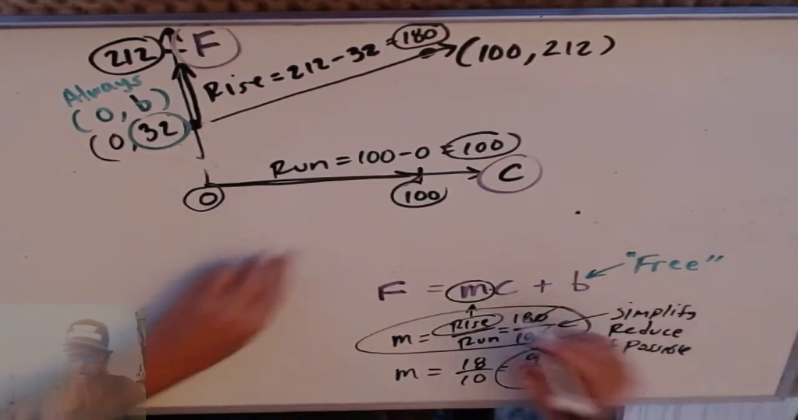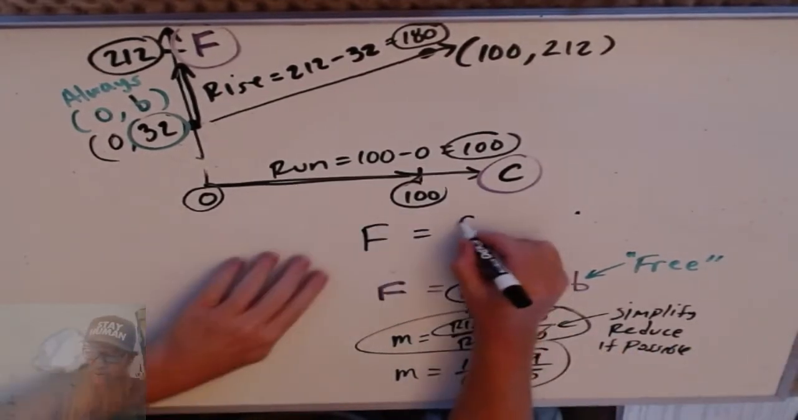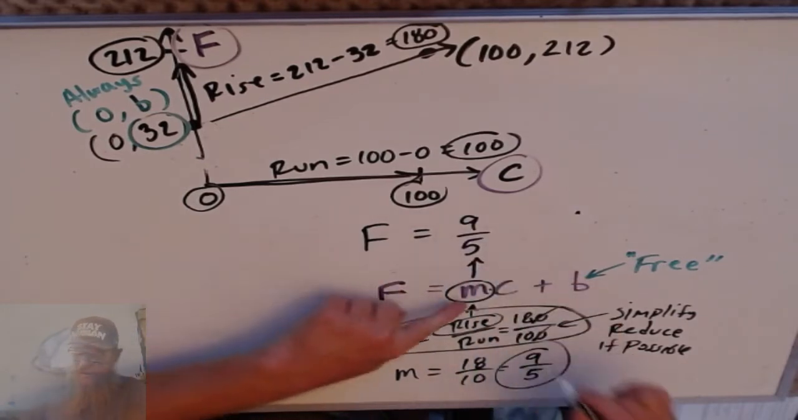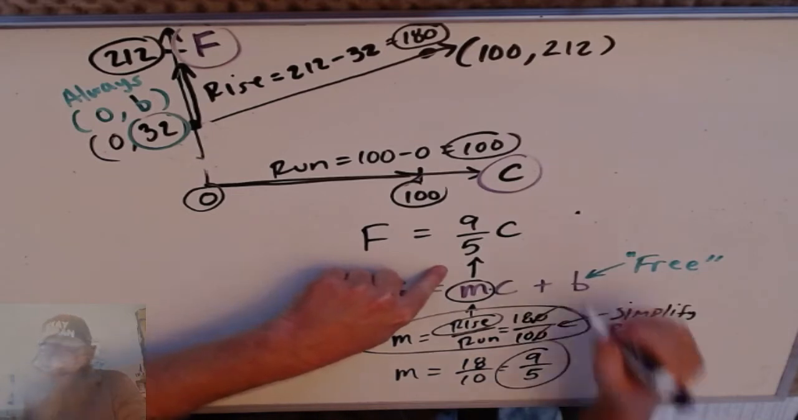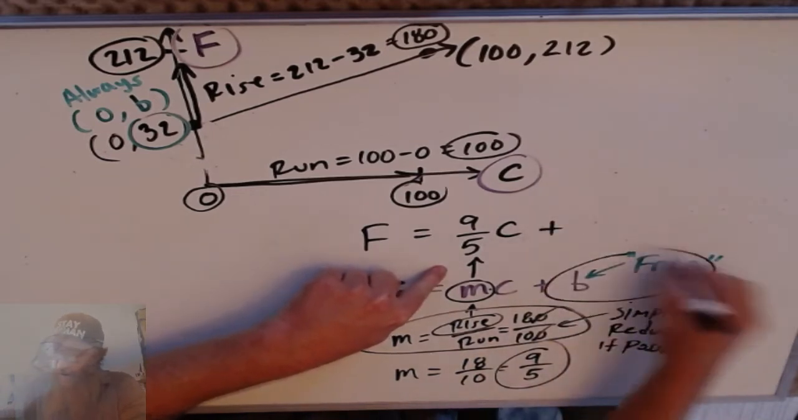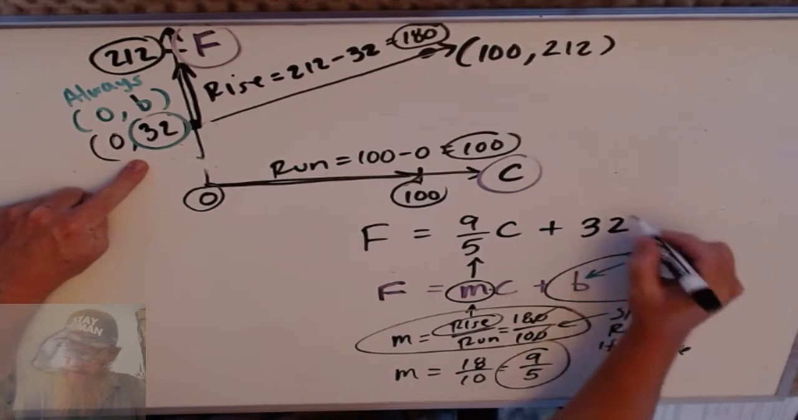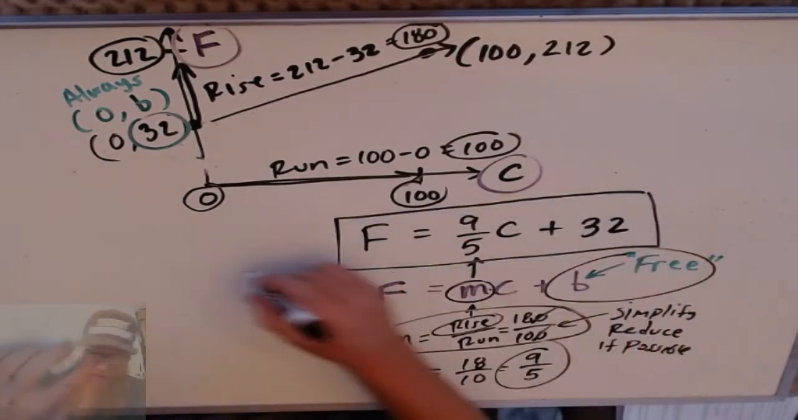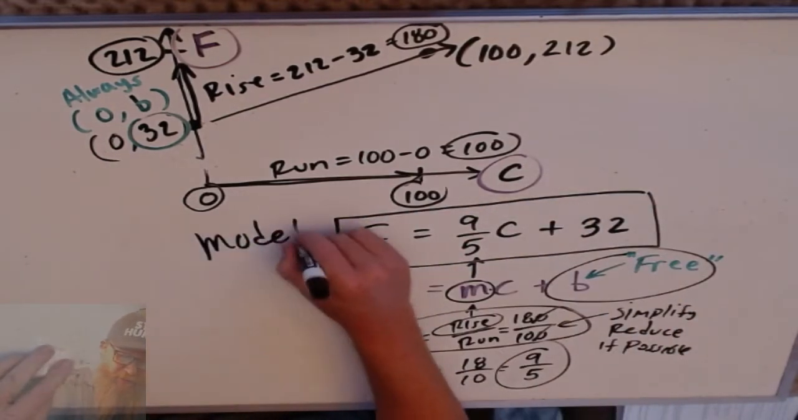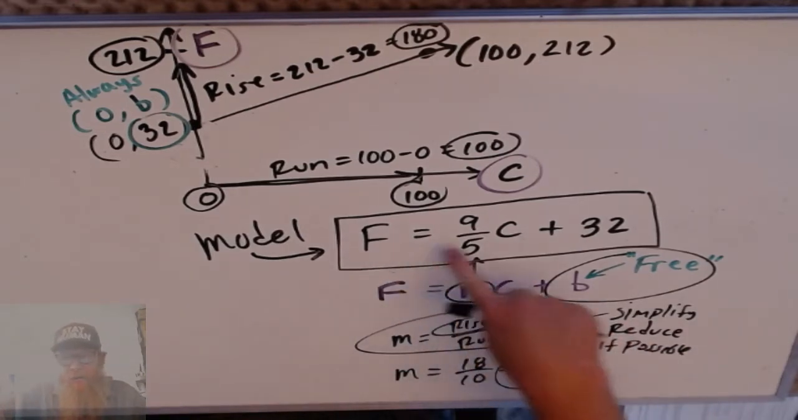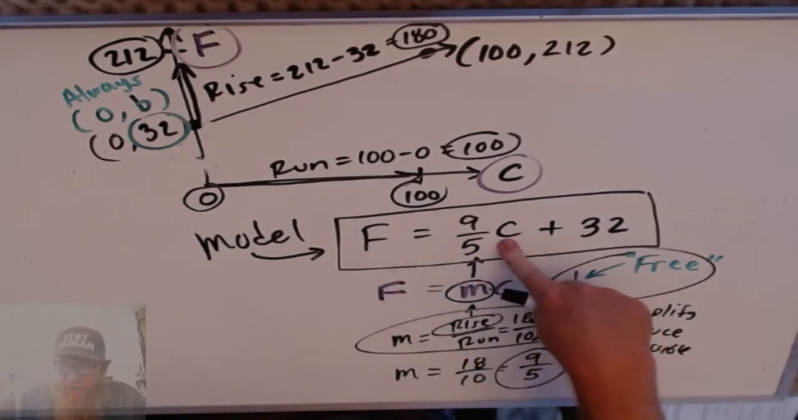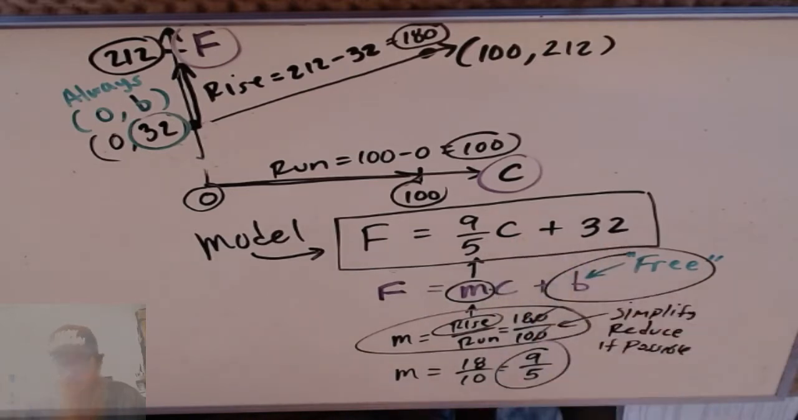So I've got my formula. F equals 9/5. That's my M. My X is C. And then plus my freebie. My freebie is 32. And so that is your linear model. And there you go. So Fahrenheit is equal to 9/5 times the Celsius plus 32.